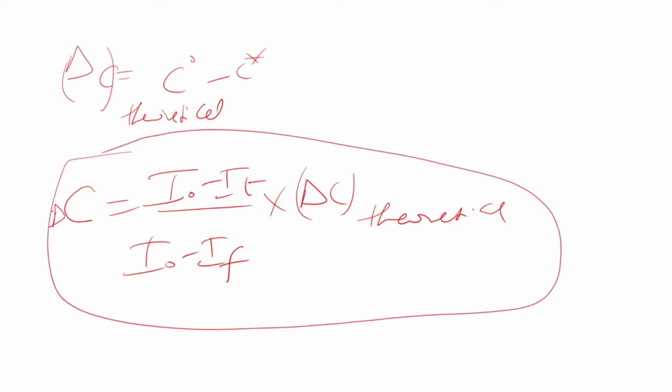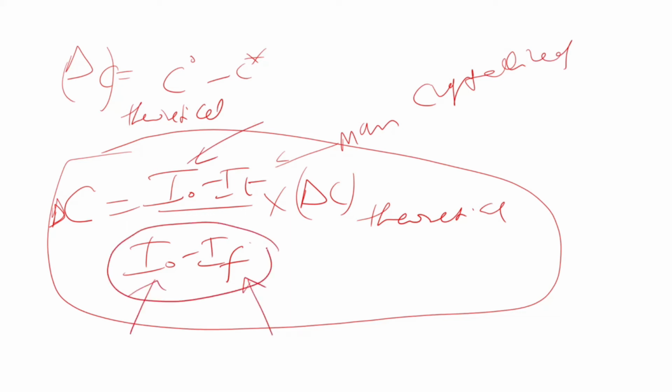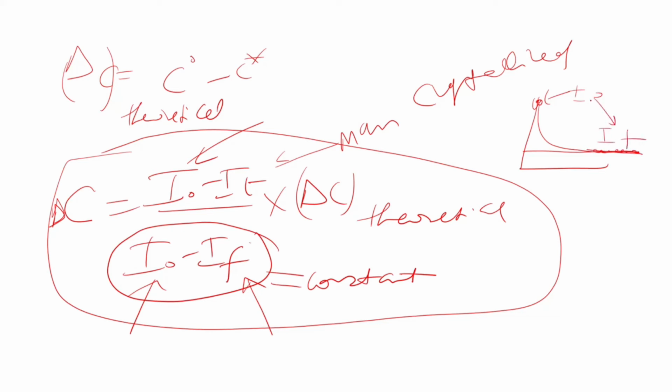Sorry, this equation is to calculate mass crystallized. I0 is a constant, IF is a constant. So I0 minus IF is a constant. You start your experiment, the first value is I0, and then it will reach some constant. All these values here will be equal to IF. So both are constants, so the whole denominator is a constant.